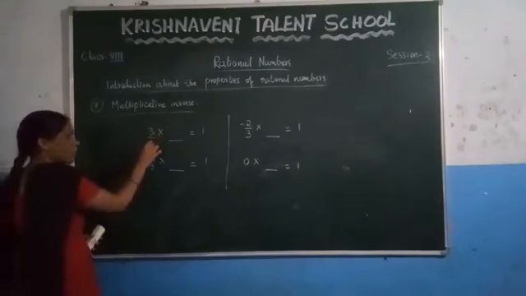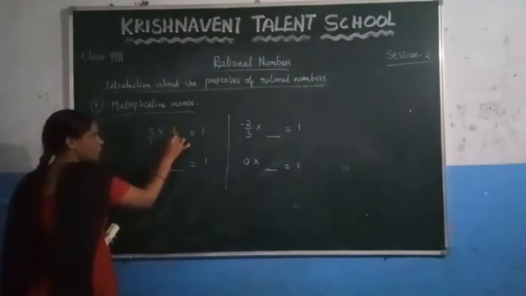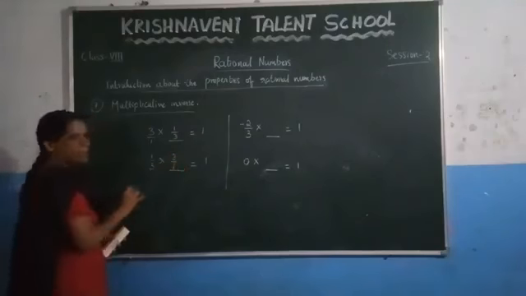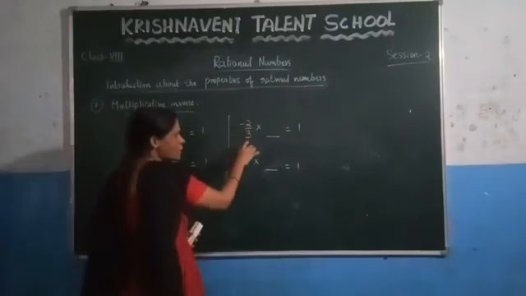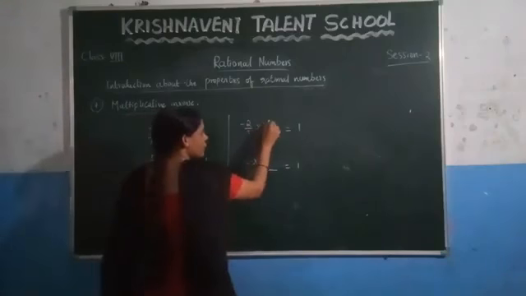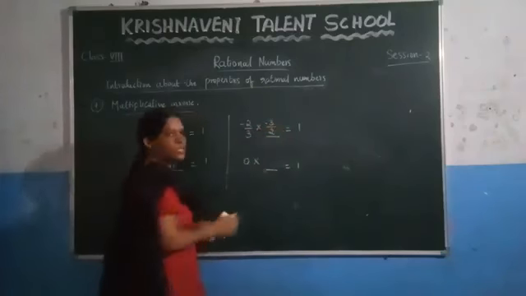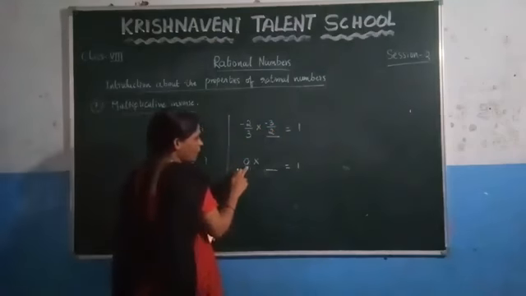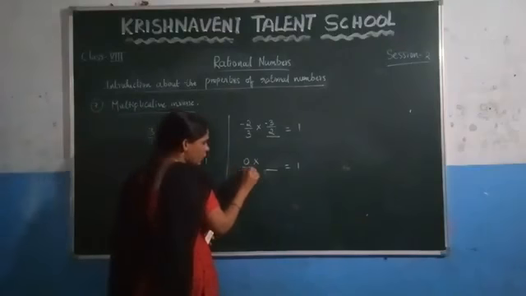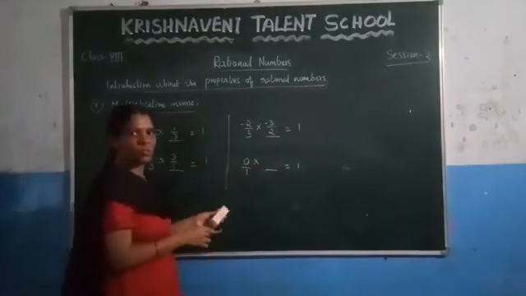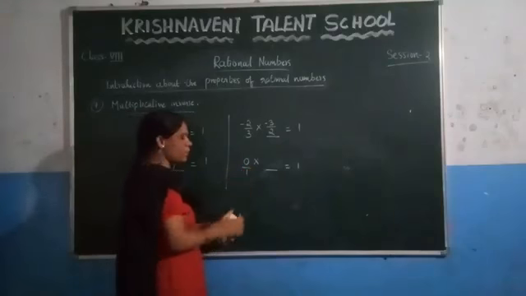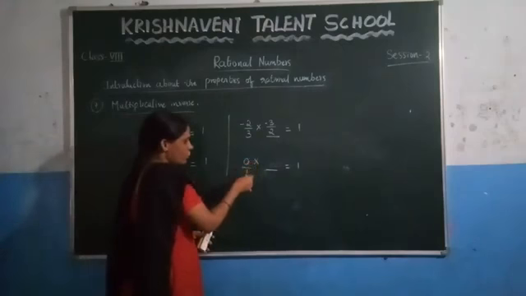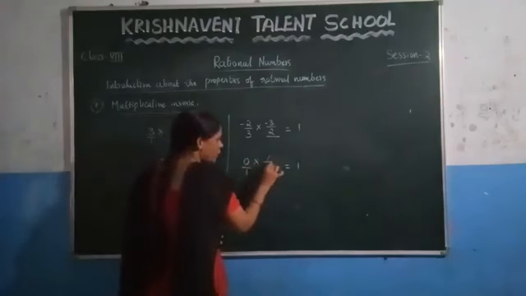What is the reciprocal of 3 by 1? Which is nothing but 1 by 3. What is the reciprocal of 1 by 3? Which is nothing but 3 by 1. And what is the reciprocal of minus 2 by 3? Which is nothing but minus 3 by 2. Just interchange the numerator and the denominator. What is the inverse of 0? You can write 0 as 0 by 1, 0 by 2, 0 by 3. You can write the denominator as any number such that you get the result as 0. So the inverse of 0 by 1 is nothing but 1 by 0.